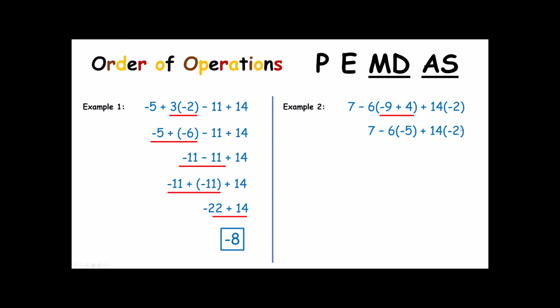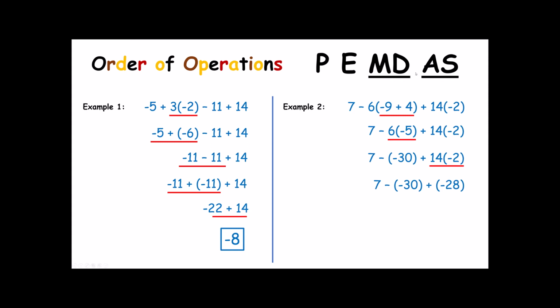Notice I bring everything else down exactly as it appeared, and then I start looking for what is next. Exponents. I don't have any exponents. Multiply and divide in order from left to right. Well, I've got multiplication here and multiplication here. This one's on the left, so I'll do it first. Then I've got multiplication over here on the right. I'll do that second.